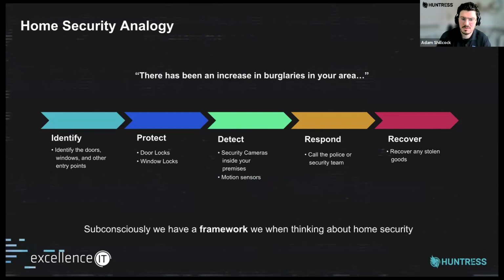Where the detect and respond aspects come into this home security analogy is how can you improve your home security? Detect would be some security cameras inside your premises or some motion sensors. You can actually detect a burglar in your environment. Typically, if a door or window lock has been picked and they're in the environment, you wouldn't know about it. There's no alarm system on that potentially. So the extra security measures that you put in place can speed up the detection of that burglar.